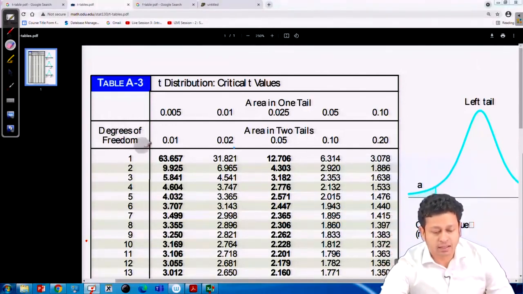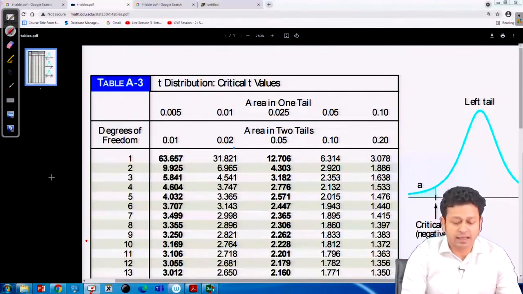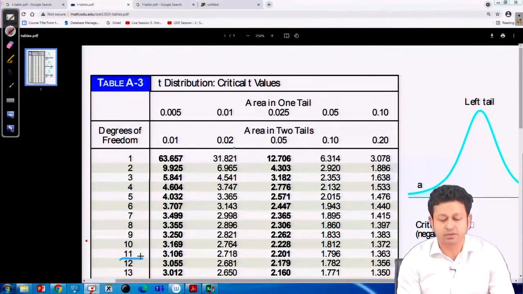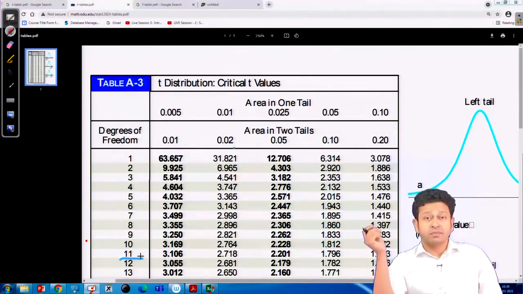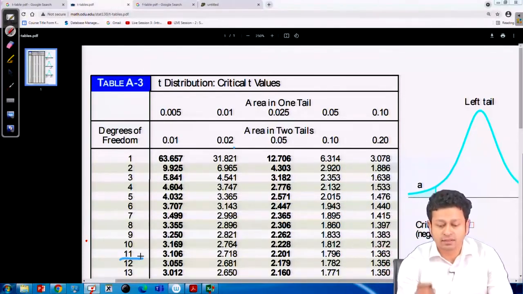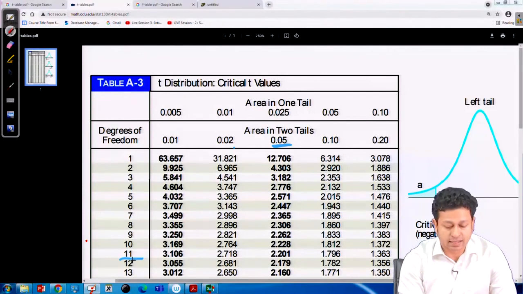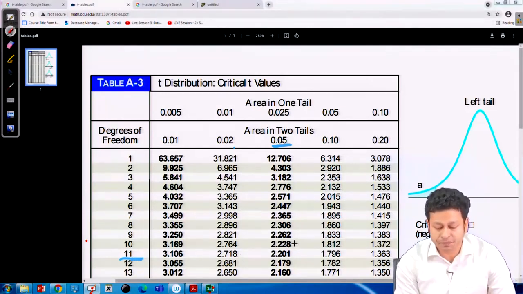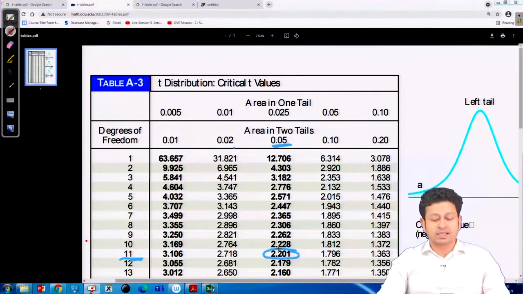Here in our case, we have 12 observations, so n minus 1 would be 11 degrees of freedom. It is a two-tailed test because we are just trying to check if the equality holds. We are not talking about greater than or less than. So, we are doing a two-tailed test with alpha at 5%, and 11 degrees of freedom. What we get here is that the corresponding critical t value is 2.201.